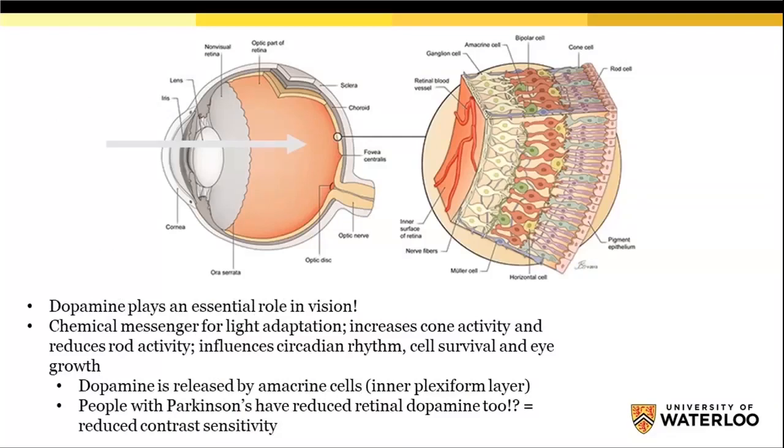Dopamine plays an essential role in vision. It's actually a messenger within the retina, and it is released by the amacrine cells, which are in sort of deeper retinal layers. And people with Parkinson's have reduced retinal dopamine as well, we think, and that is thought to result in problems with contrast sensitivity. So a lot of people with Parkinson's will complain of poor vision when night driving and that sort of thing. Next slide, please.